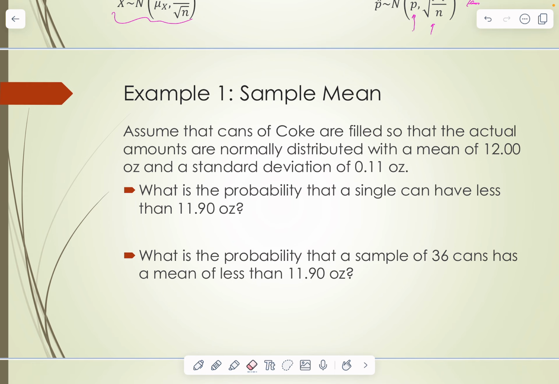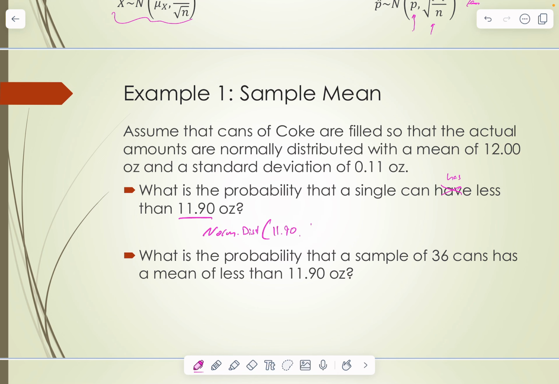Another example. Assume that cans of Coke are filled so that the actual amounts are normally distributed with a mean of 12 ounces and a standard deviation of 0.11 ounces. What is the probability that a single can has less than 11.9 ounces? For that, I'm going to use NORM.DIST 11.9 comma 12 ounces, 0.11 ounces, and that's 1. This is the probability that a single can is less than 11.9 ounces.